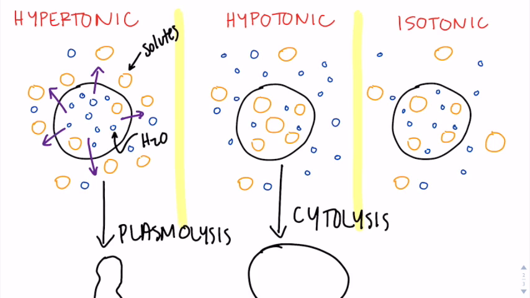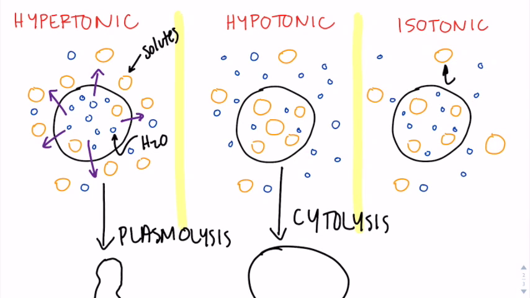In an isotonic solution, the concentration of solutes is equal. This means that water flows in an equal amount inside and outside of the cell. There is zero net flow of water, so it just means that these solutes here on the outside equal the amount of solutes on the inside.